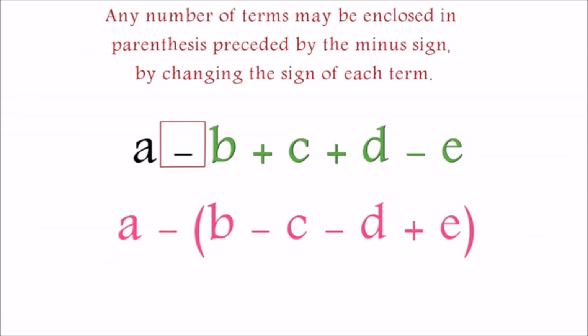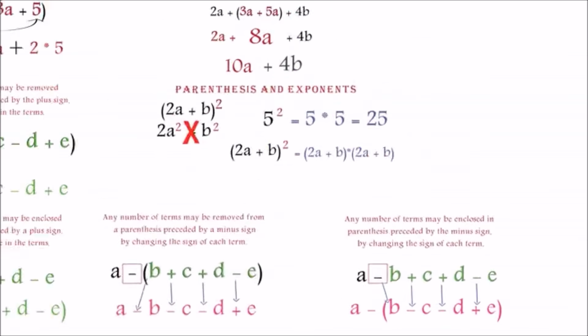The b was minus, it changes to plus. The c was plus, it changes to minus. The d was plus, it changes to minus. The e was minus, it changes to plus. This brings us to the end of this very important subject.